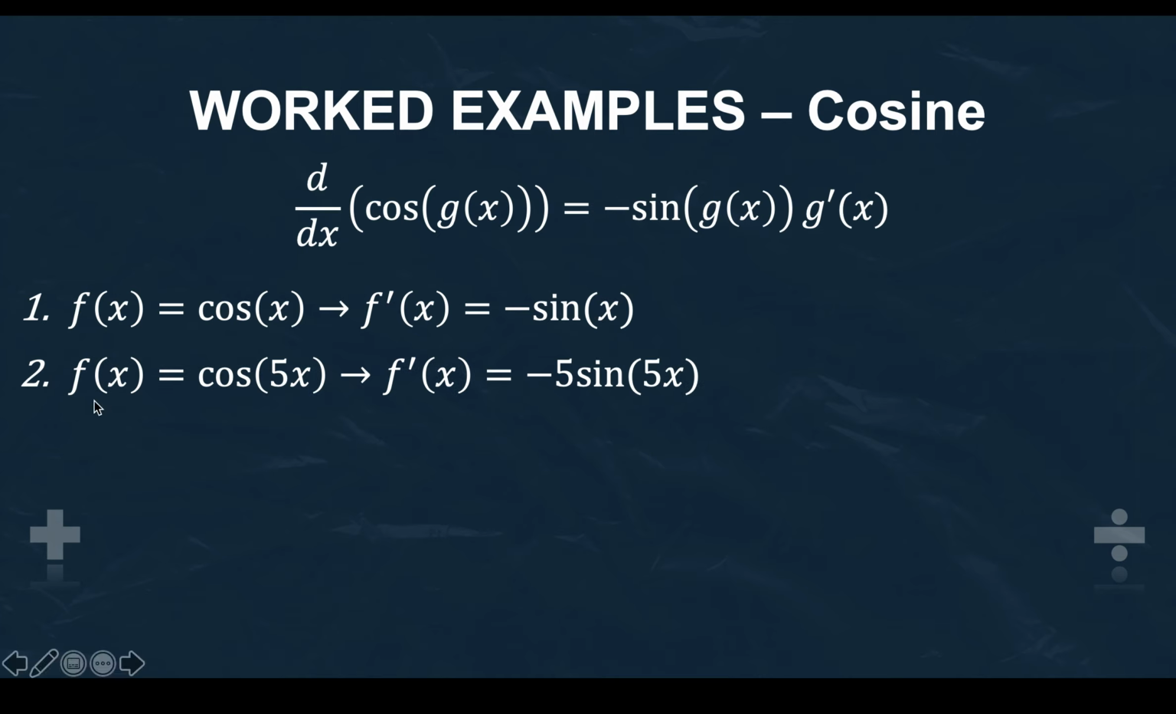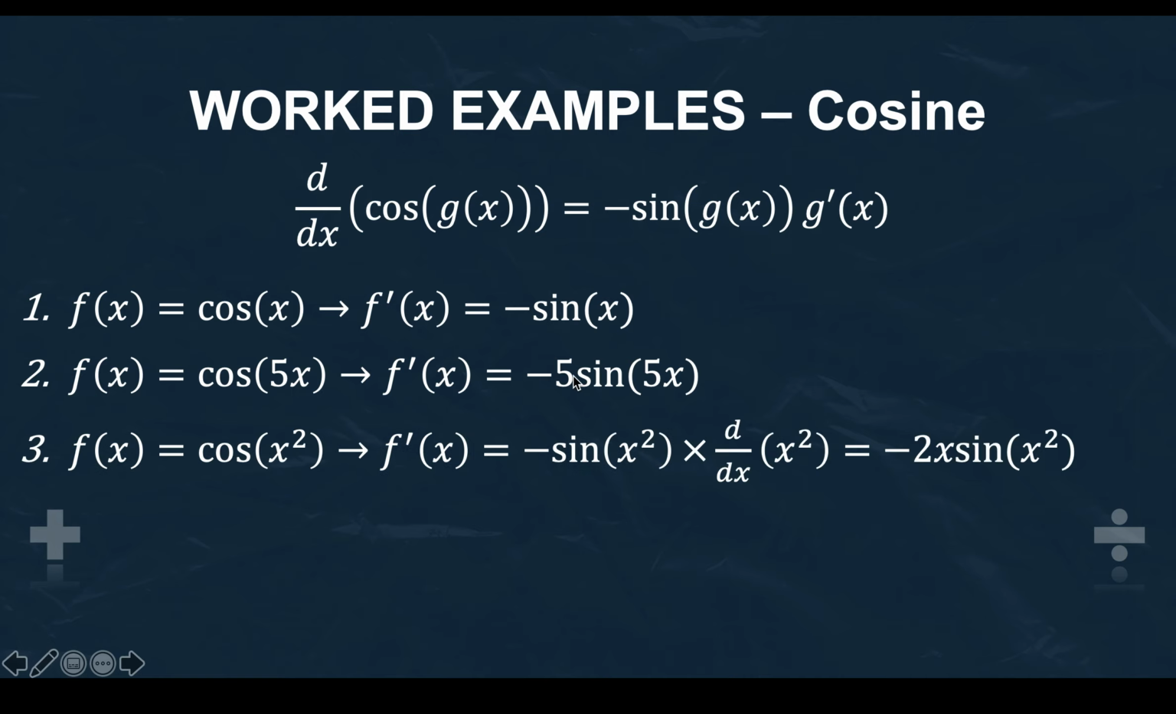Example 2, f(x) equals cos 5x. So in this case, similar to before, g(x) is 5x. So we use this formula, we're left with negative sin 5x times the derivative of 5x, which is just 5. Okay? Cos x squared, again similar to the previous ones with sine, the g(x) term here is just x squared. So the derivative is going to be minus sin x squared times the derivative of x squared, which is 2x.